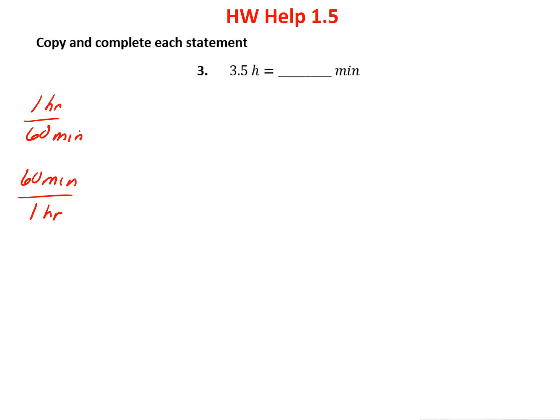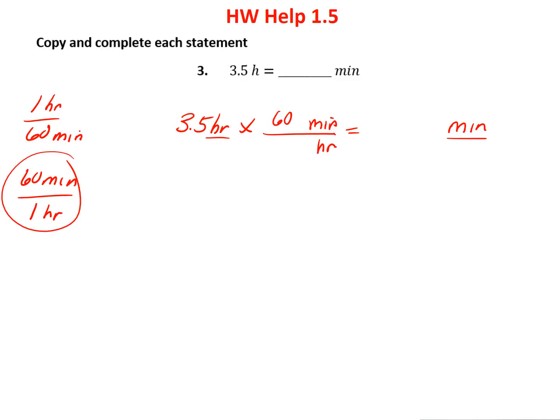So in this case, I'm looking at 3.5 hours, and I'm going to multiply it by one of these conversion rates, and I want to end up with minutes. Since I want to end up with minutes, minutes needs to be in my numerator, and to get rid of the hours, I'll divide by the hours. So I want minutes per hour, and that's going to be 60 by 1. So all I have to do is multiply 3.5 times 60.